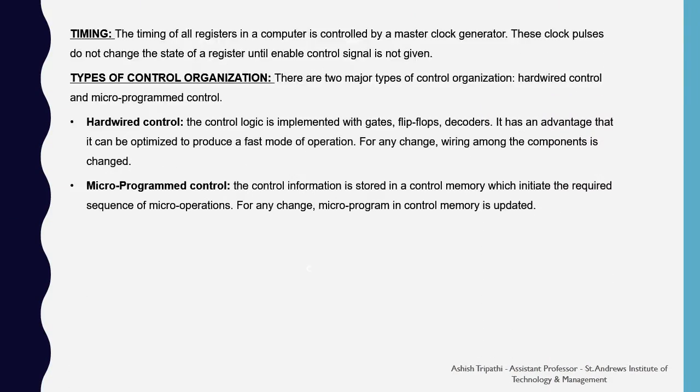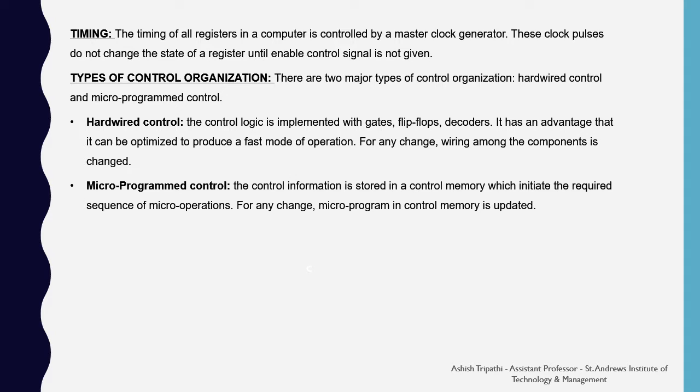Timing. The timing of all the registers in a computer is controlled by a master clock generator. These clock pulses do not change the state of a register until an enable control signal is given by the CPU. There are two types of control organization, namely hardware control and microprogram control.